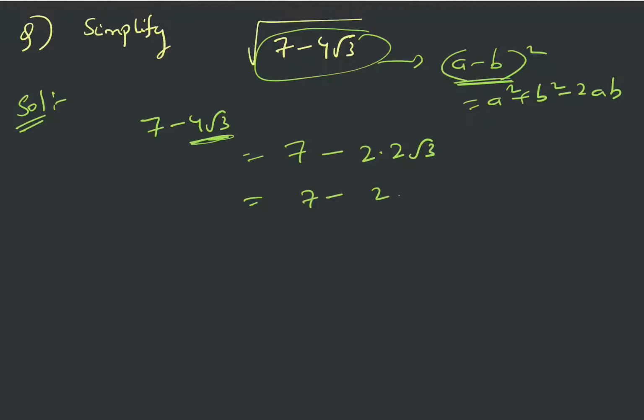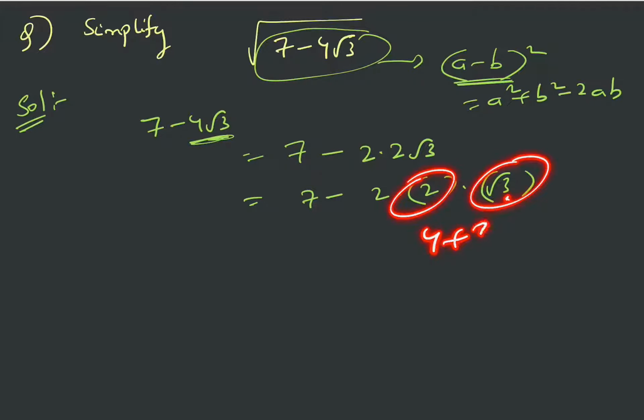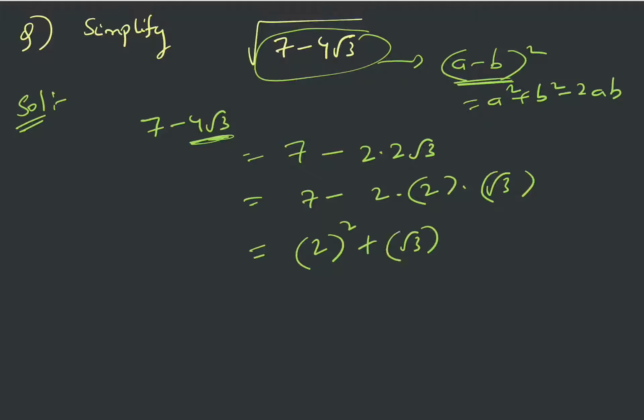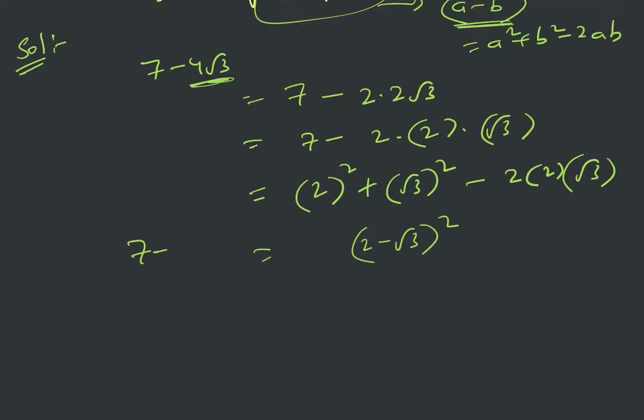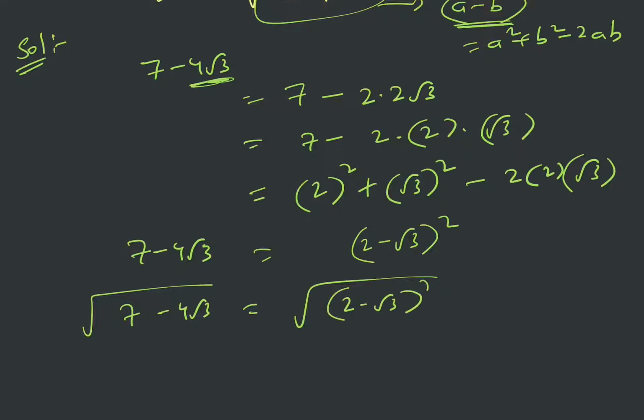Now you can see that this is 7 minus 2 into a into b, and you can see that 2 square plus root 3 whole square is 4 plus 3, which is 7, right? So this is perfectly working. So I can write it as 2 square plus root 3 whole square, that is 7, and minus 2 into root 3. So this is nothing but a minus b whole square, which is 2 minus root 3 whole square. So this is my 7 minus 4 root 3. The square root of 7 minus 4 root 3 is the square root of 2 minus root 3 whole square.